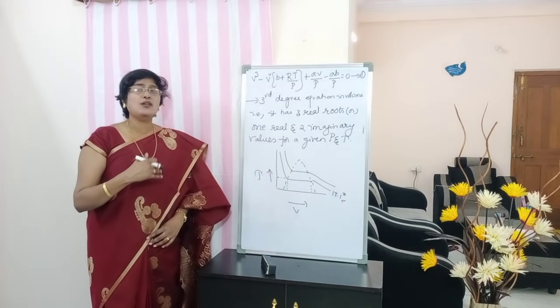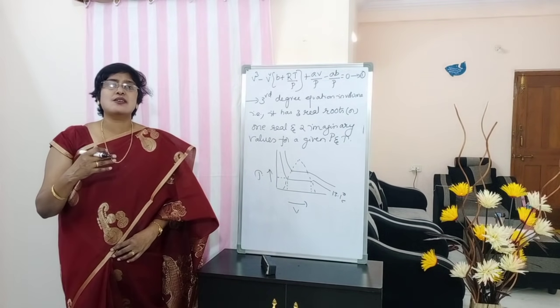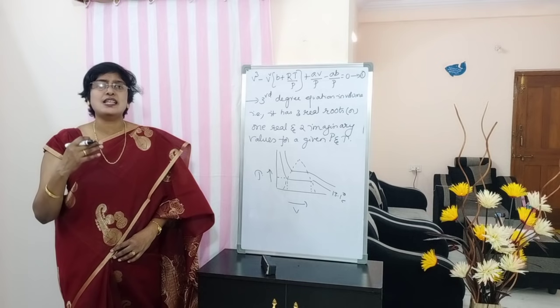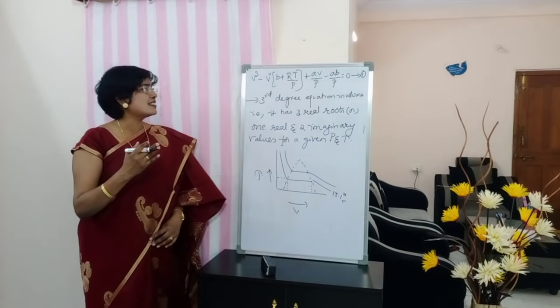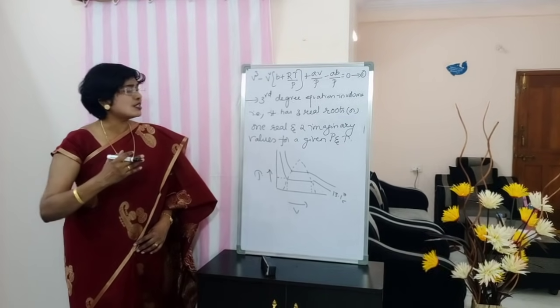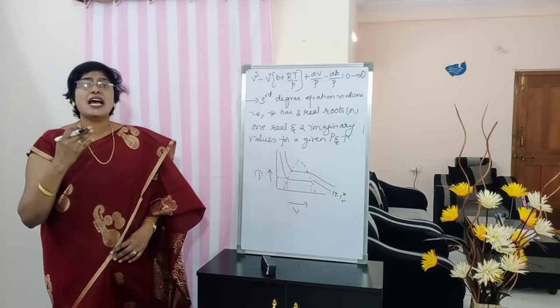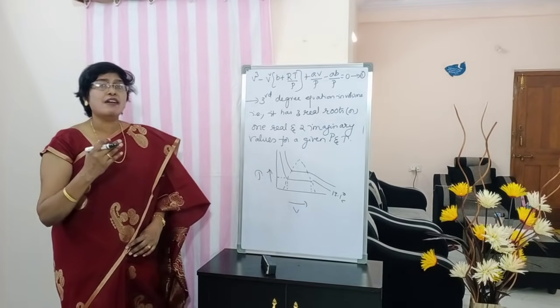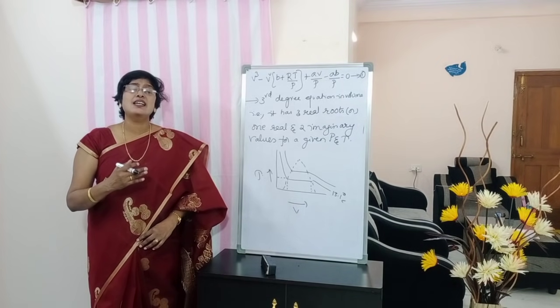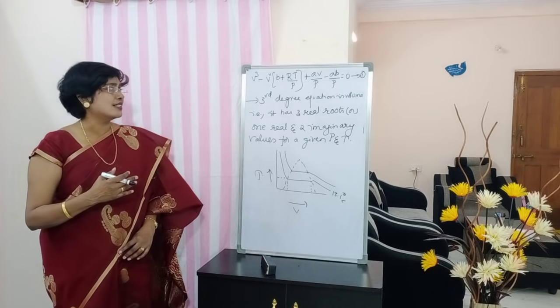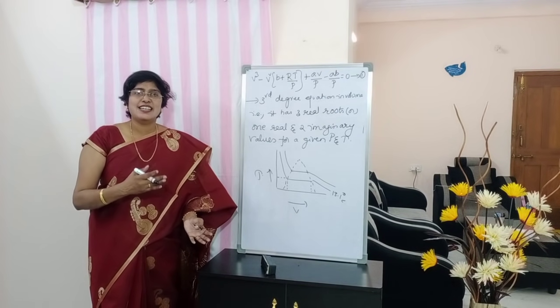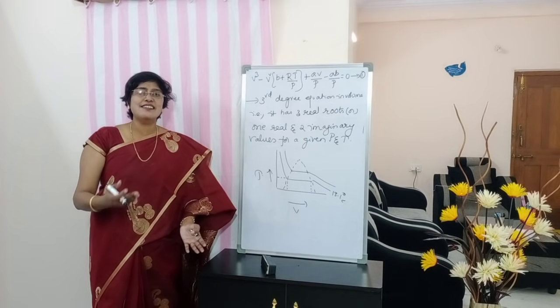So below the equation, write down, students. This is called a third degree equation in volume. That is, it has 3 real roots or 1 real and 2 imaginary values for a given pressure at a given temperature. Right, students. So what is this volume having 3 values?